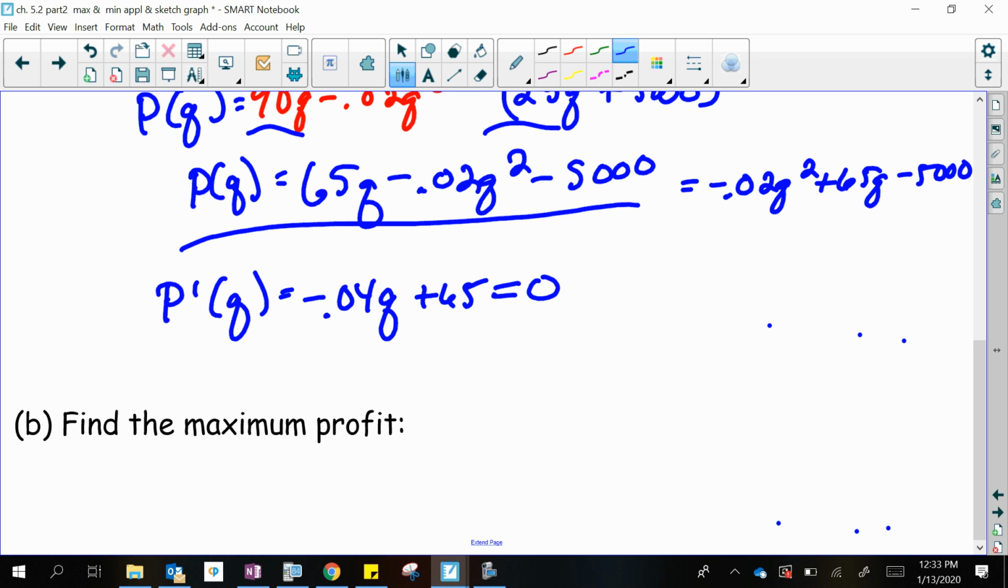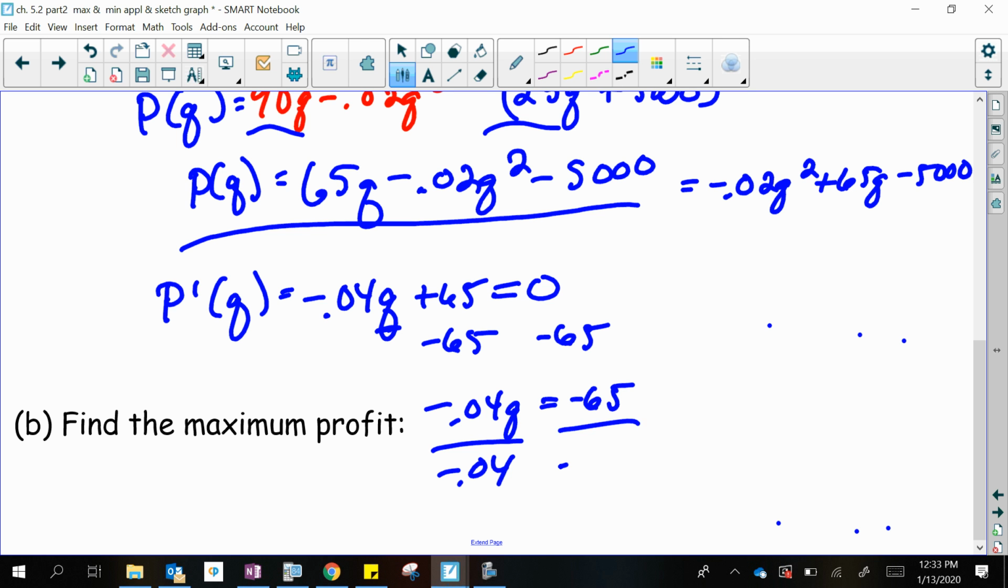And how do we solve that? So actually, all we have to solve for now is this Q to the first. So how can we solve that? Minus 65. So we get negative 0.04Q equals negative 65. And we do what? Divide by negative 0.04. And we get 1625.